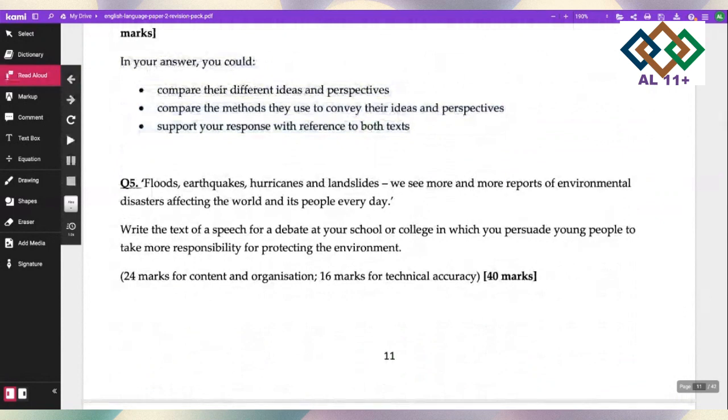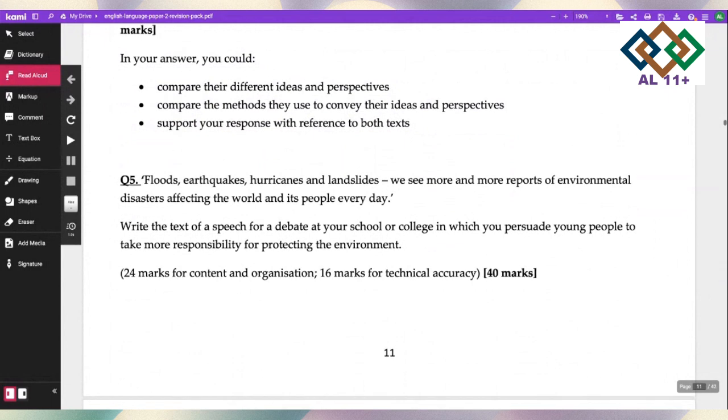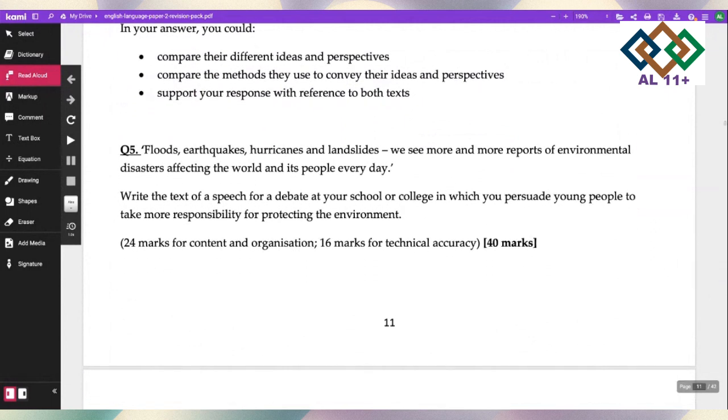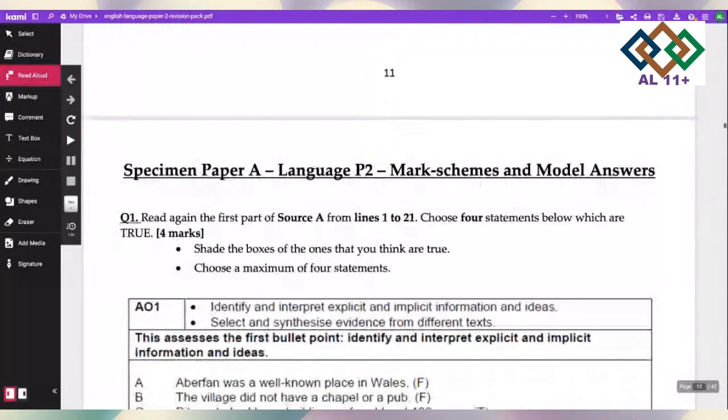And your question 5 would be a creative writing task about floods, earthquakes, hurricanes, and landslides. We see more and more reports of environmental disasters affecting the world and its people every day. Write the text of a speech for a debate at your school or college in which you persuade young people to take more responsibility for protecting the environment. This is a 40 marker. You have to be really, really careful when you answer a 40 marker.